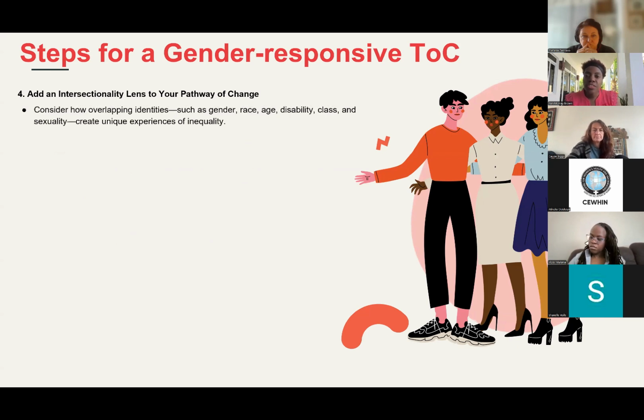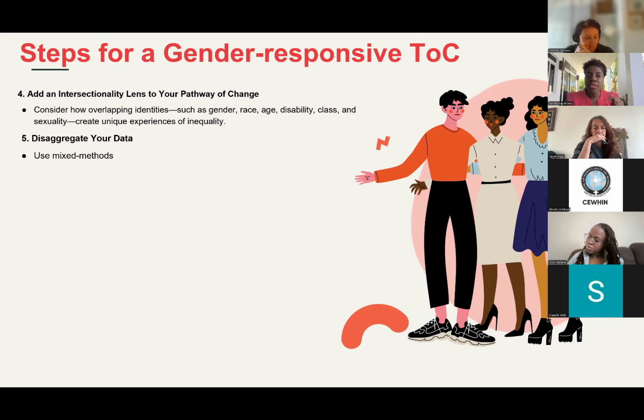I love our colleague earlier when she said, women are not a homogeneous group. Look at intersectionality. Look at how overlapping identities intersect. So gender, woman, Black woman, young woman, or disabled from a poor area who don't identify in a certain way, they are experiencing a unique form of inequality. And how would your theory of change address that?